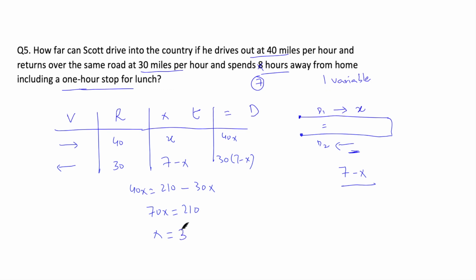Please look at the target answer. The target answer is how far can Scott drive into the country? So we have to calculate the distance. You can calculate either this or this because both are equal. This is simpler, so I'll replace x with 3 and 40 into 3. The answer is 120 miles.